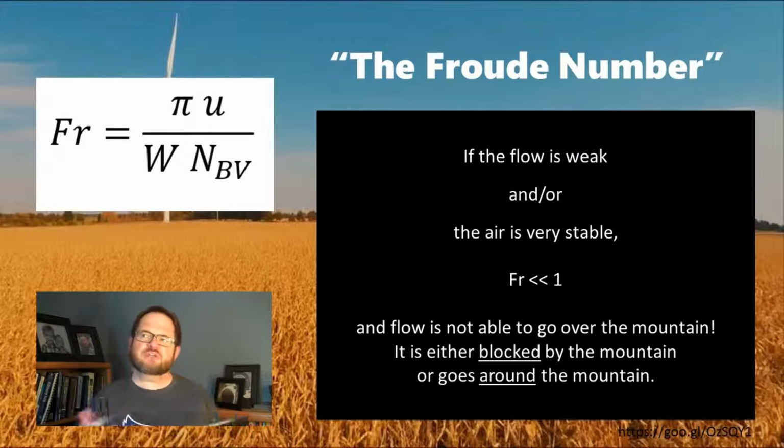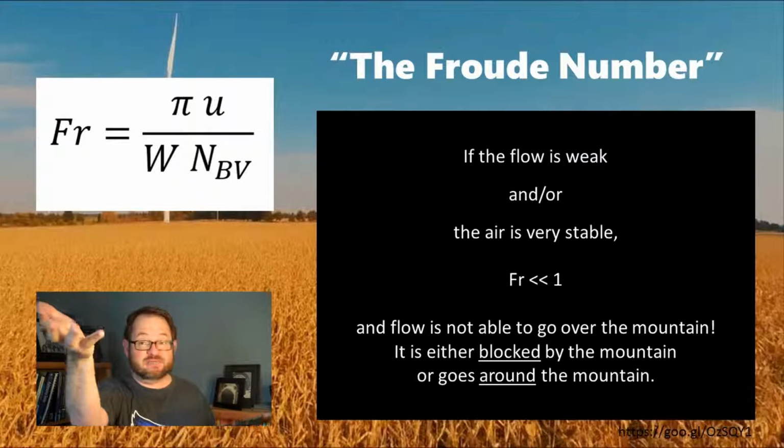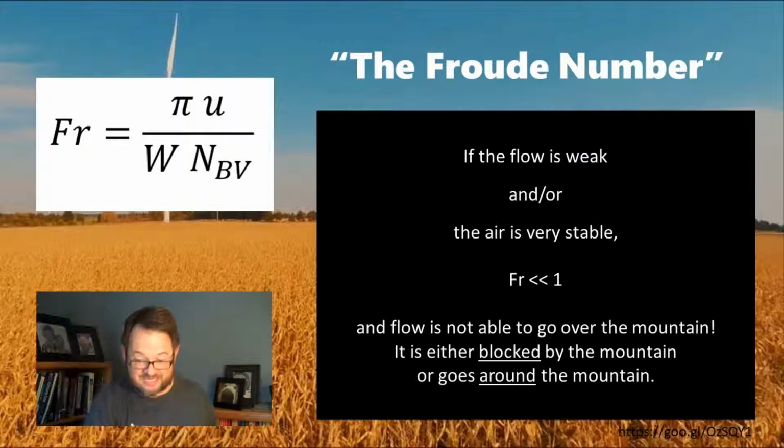Under those conditions, the flow is not going to be able to get over the mountain. The flow is too weak to overcome the stability of the air. Remember, when the air is stable, it resists rising and sinking motions. When you lift the air parcel to try to make it go over the mountain, the air becomes more dense than the air around it and it wants to sink back down.